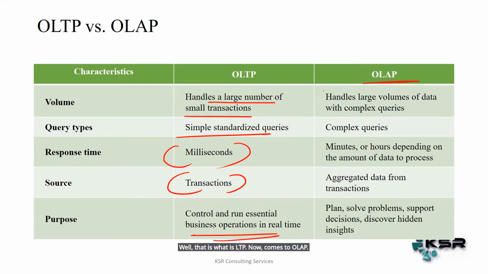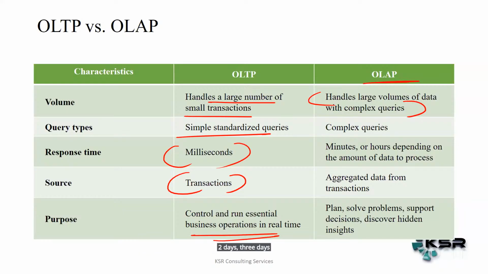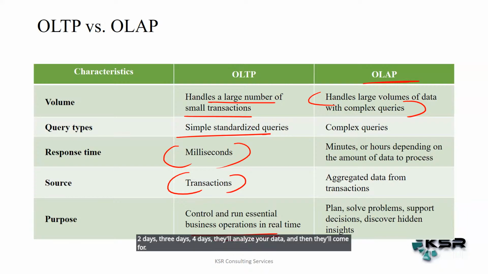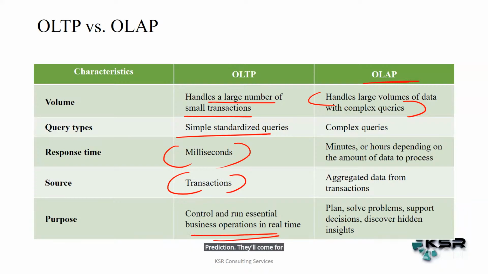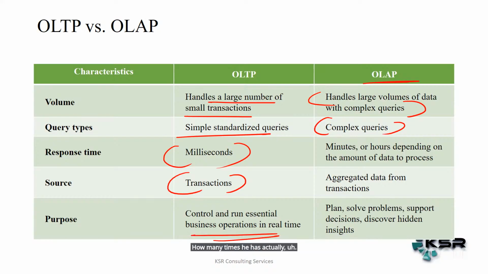Now comes OLAP. In OLAP, what happens? It handles large volume. Why large volume? 2 days, 3 days, 4 days, they'll analyze your data and then they'll come for prediction. They'll come for conclusion, right? So it's definitely going to be complex. Why complex? How many times has he visited our site? How many times has he added to the cart? How many times has he actually purchased, or how many times has he watched this movie? A lot of things are there.